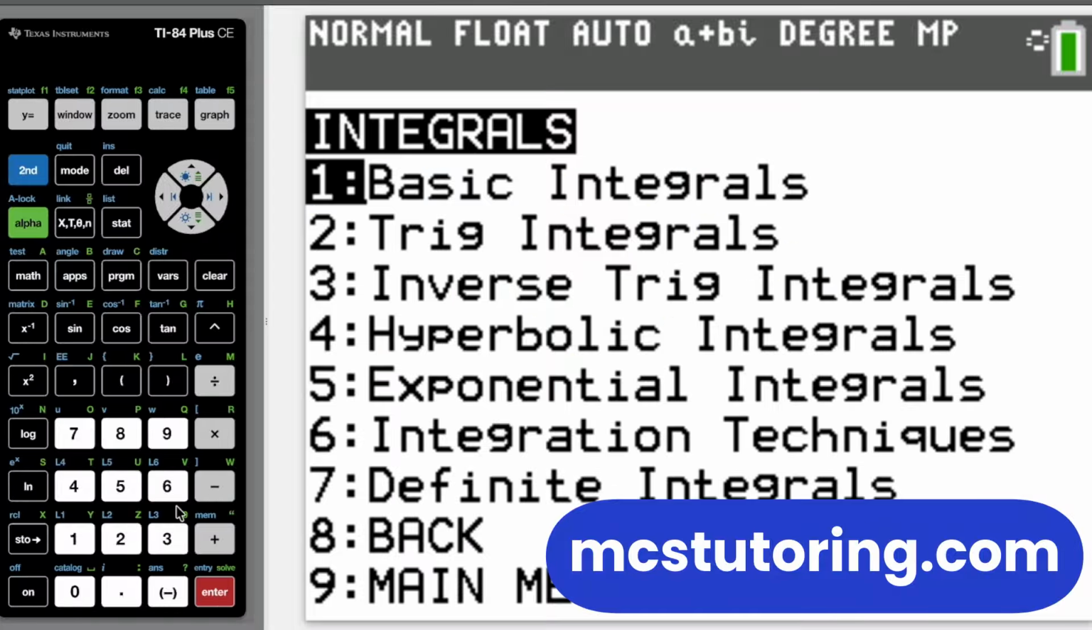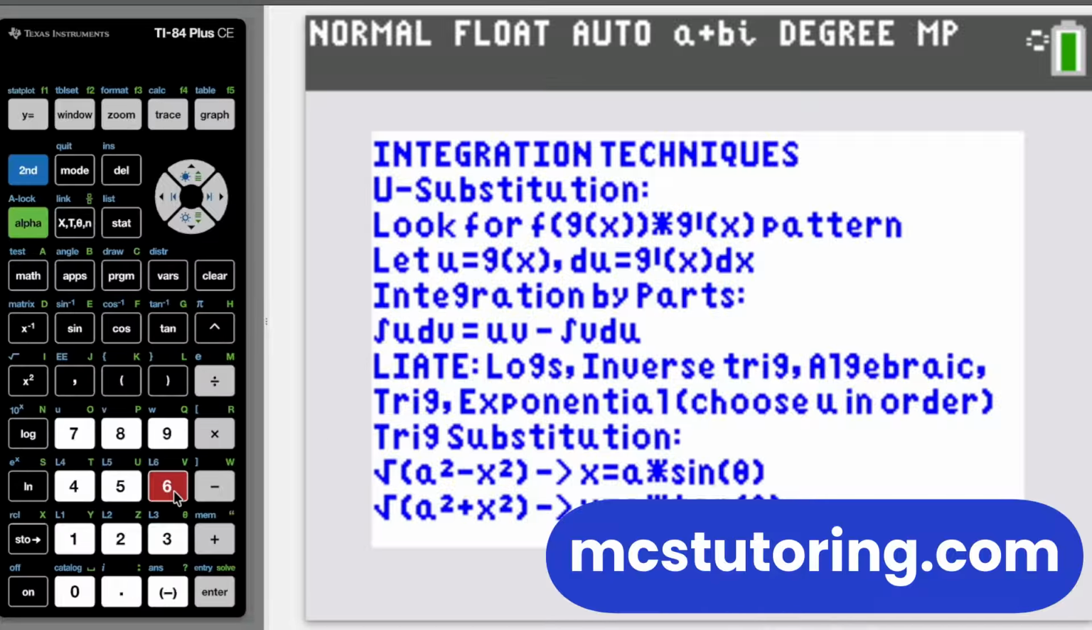Cool. Let's go on to integration techniques. So use substitution. Look for the f of g of x times g prime of x pattern. So let u equals g of x, du equals g prime of x dx. Integration by parts is the integral of u dv equals uv minus the integral of v du. Key thing here, so just remember that.